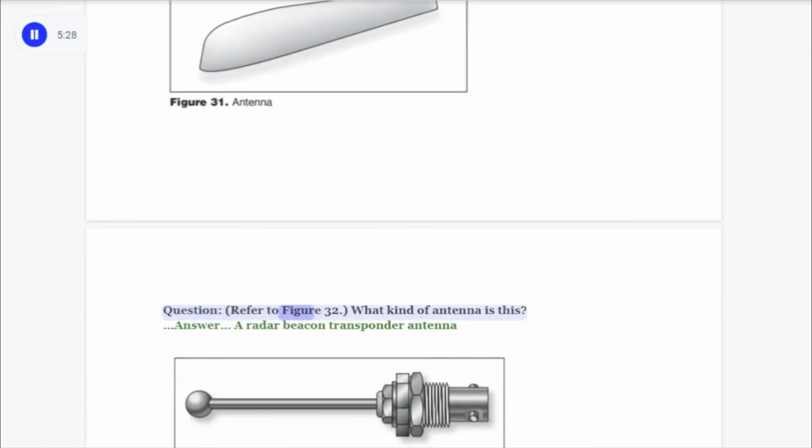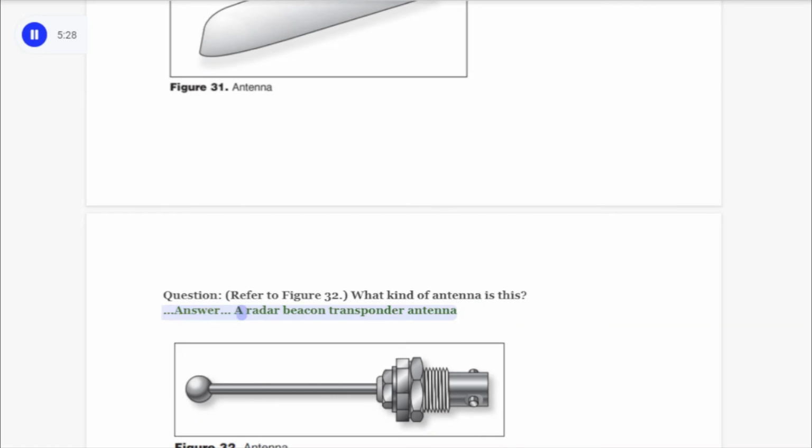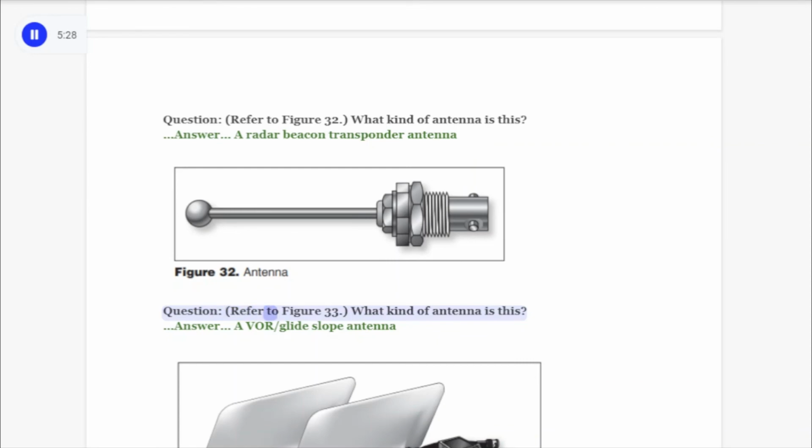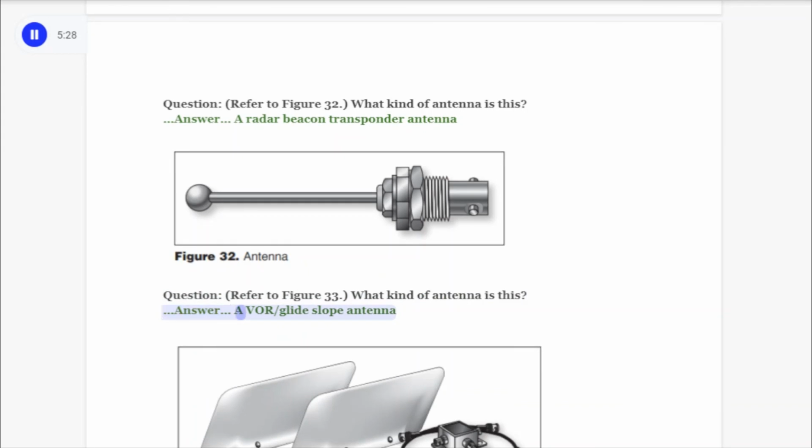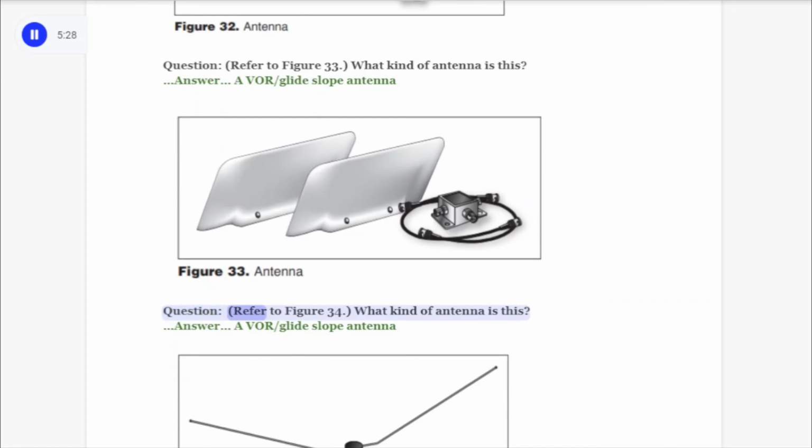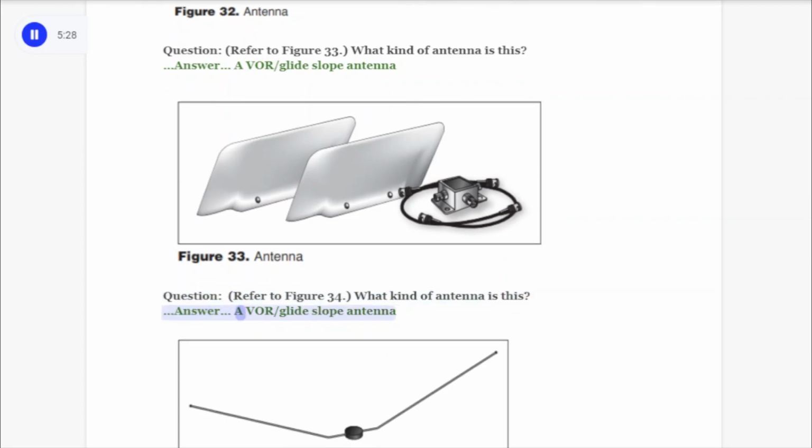Question: refer to Figure 32. What kind of antenna is this? Answer: a radar beacon transponder antenna. Question: refer to Figure 33. What kind of antenna is this? Answer: a VOR/glide slope antenna. Question: refer to Figure 34. What kind of antenna is this? Answer: a VOR/glide slope antenna.